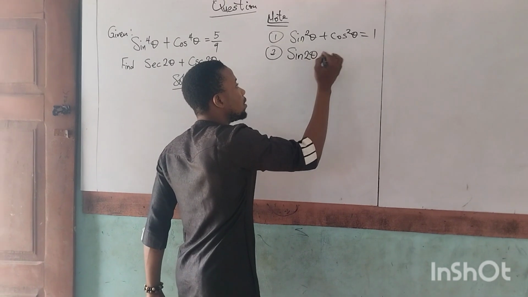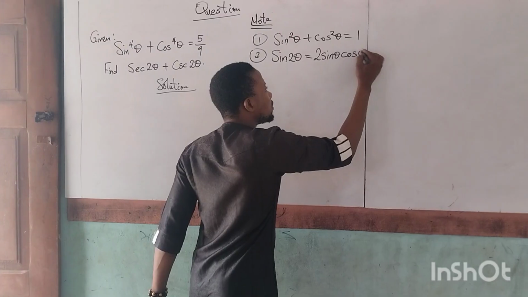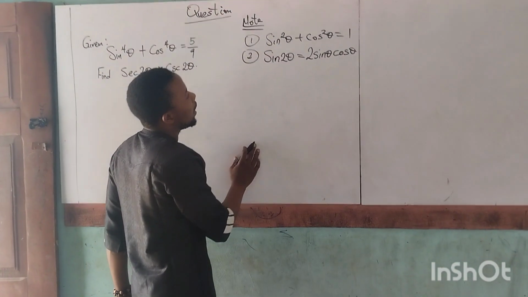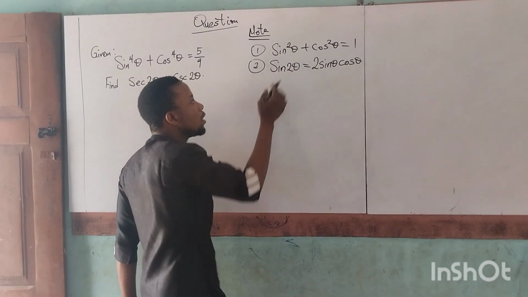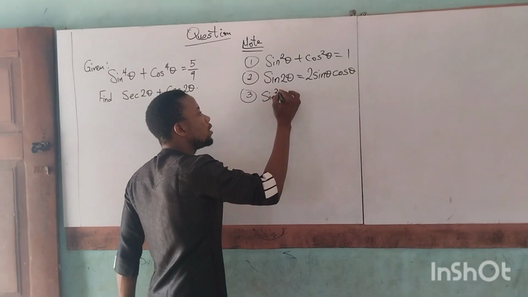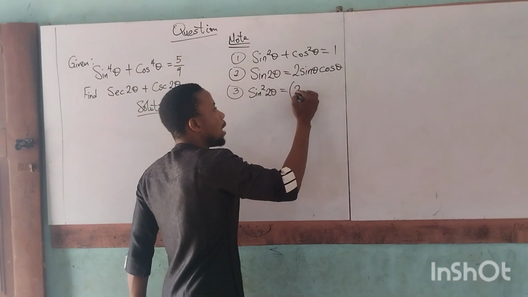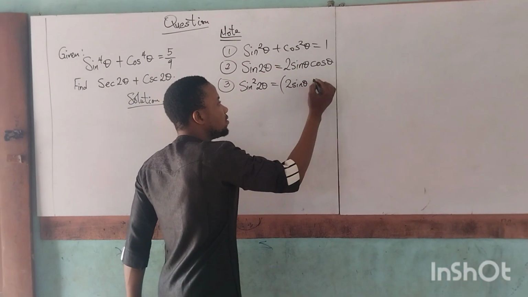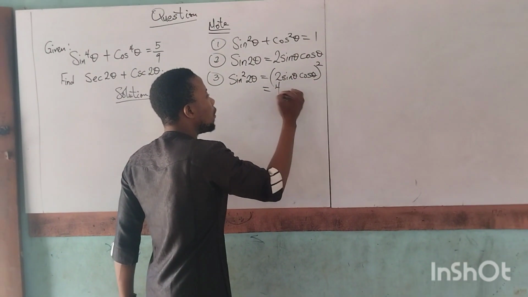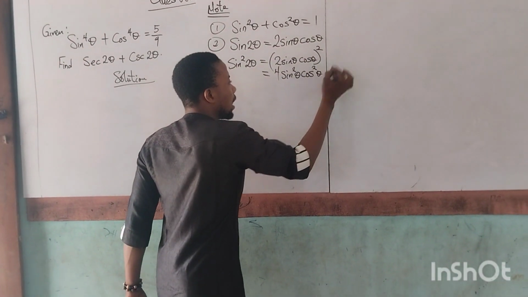Sine 2 theta is equal to 2 sine theta cos theta. This is the double angle. Now, if I put a square on it, that is, I have sine square 2 theta, it means that the square applies to the whole thing, which will give me 4 sine square theta cos square theta.